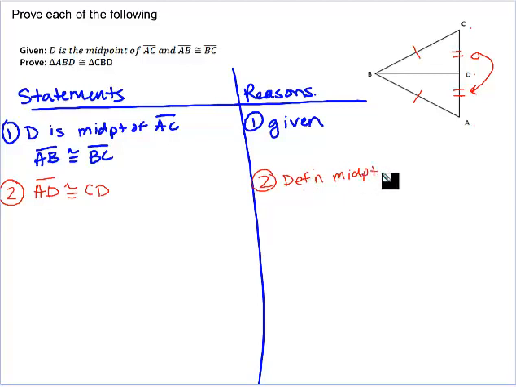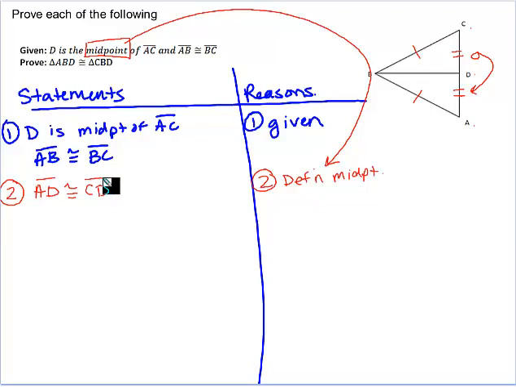Okay. Now, anytime you have a vocabulary word like midpoint up there, this will always end up being one of your reasons in the proof. It will typically be at step 2, sometimes at step 3. But if you have a vocab word up there in the given, it will end up being one of your reasons, and you will have to use that.